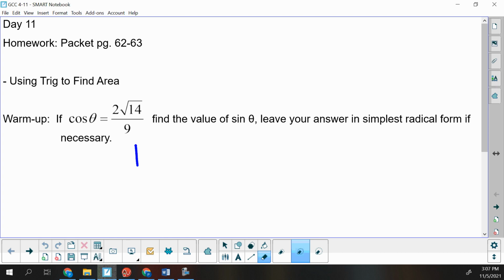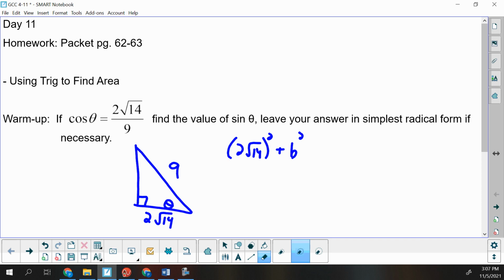So we want to set up our right triangle. I'm going to make my theta down here. Cosine is adjacent over hypotenuse, so 2 square root of 14 would go here, and hypotenuse is 9 over there. We want to do Pythagorean theorem, so I'm going to do 2 square root of 14 squared plus b squared is equal to 9 squared.